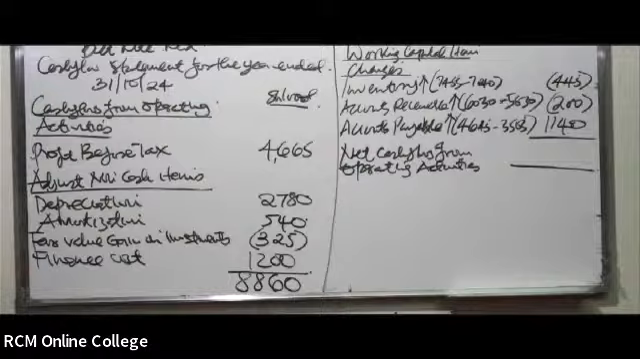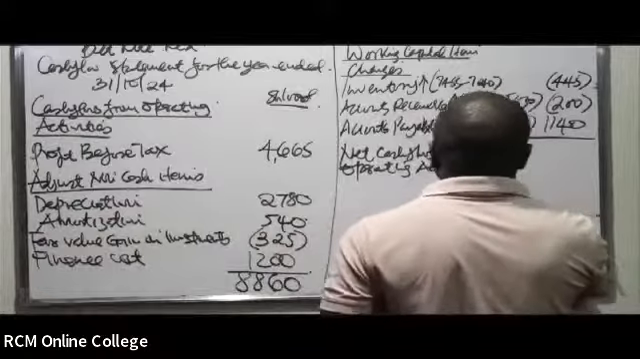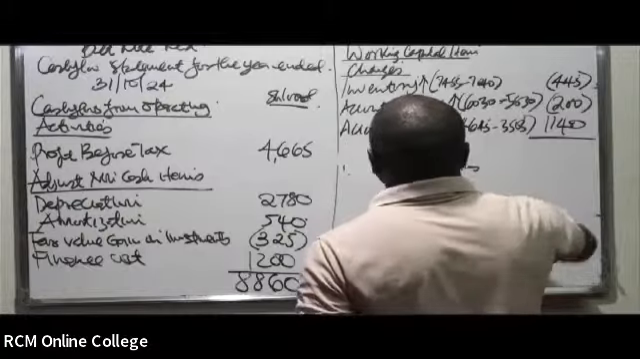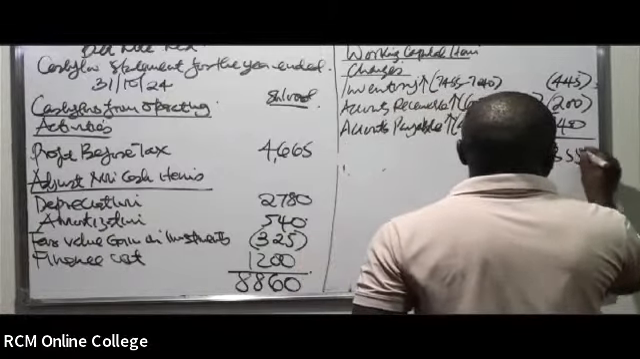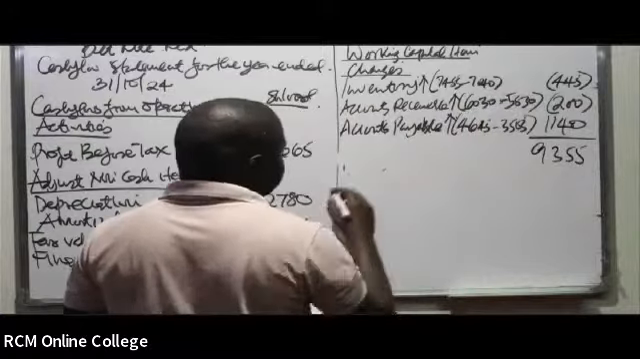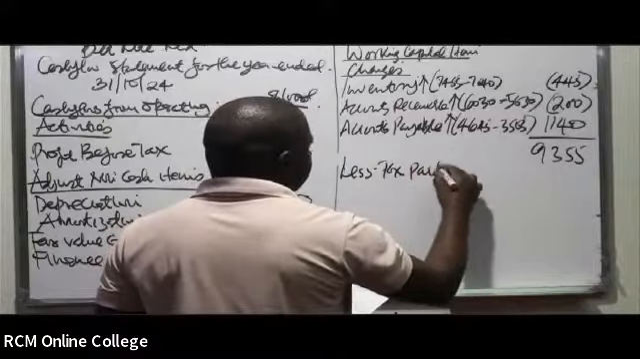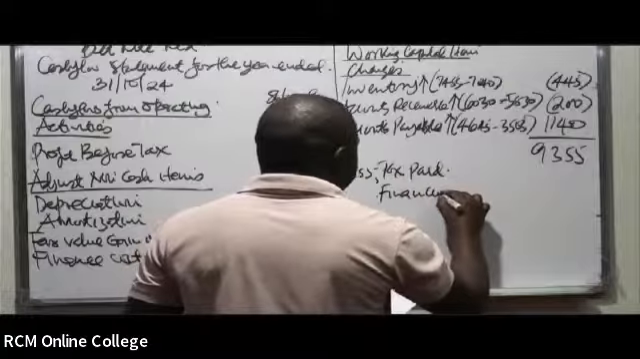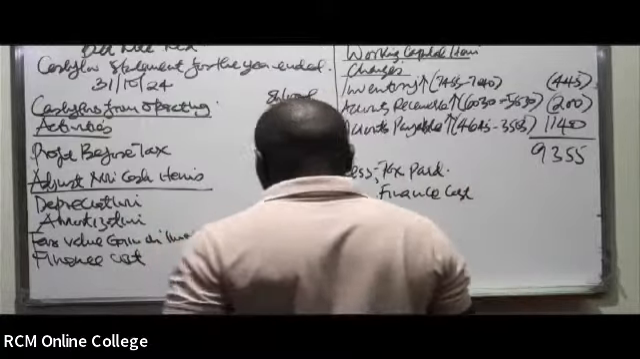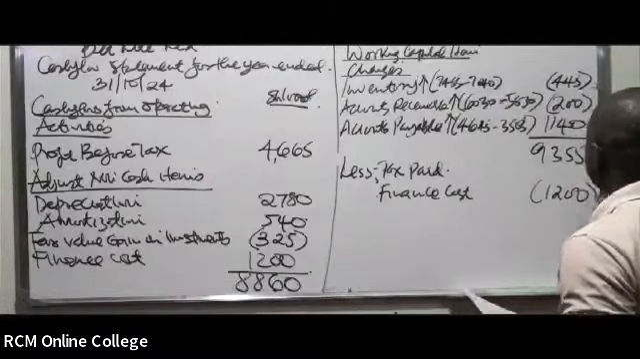So 93.55. So we haven't actually been able to consider taxes. So we want to put this one first. So 93.55. Moving so fast. So less tax, tax paid. This one you've already been able to compute. Then less the finance costs. The finance cost is here. So you come and actually just deduct the same figure.